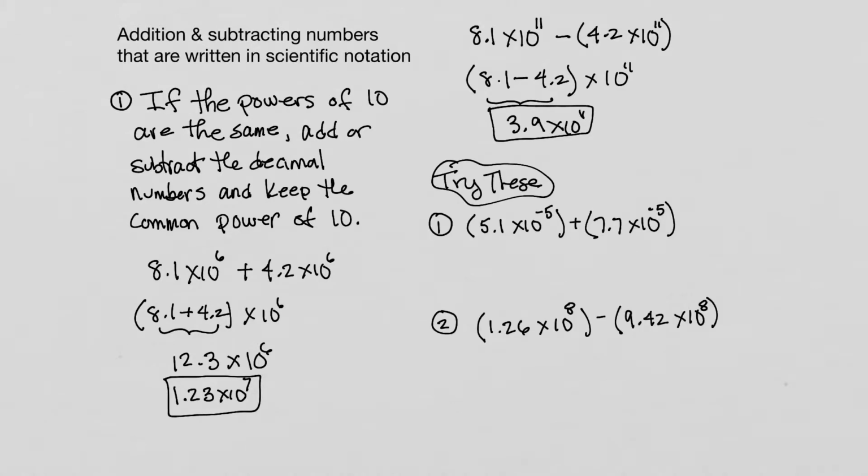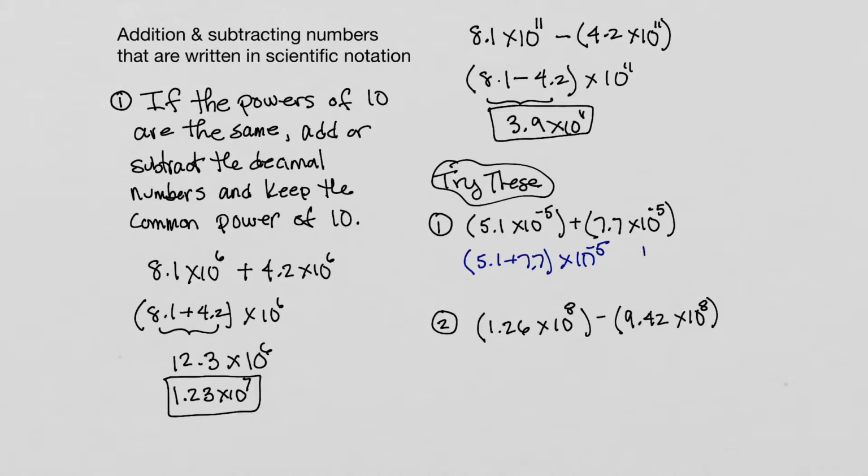Here's a couple you can try. You can try this one here, make that addition, and then this one here, make the subtraction. So maybe put the video on pause, try them, and then when you come back, I'll have them worked out, or at least the answers worked out for you. On the first one, notice we have the same powers of 10, so we're just going to add these decimal parts. That will give us 5.1 plus 7.7, and then we'll use the same power of 10, 10 to the negative 5.